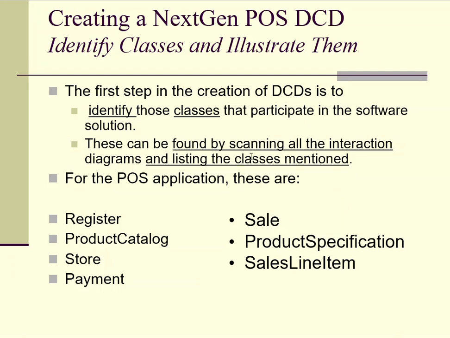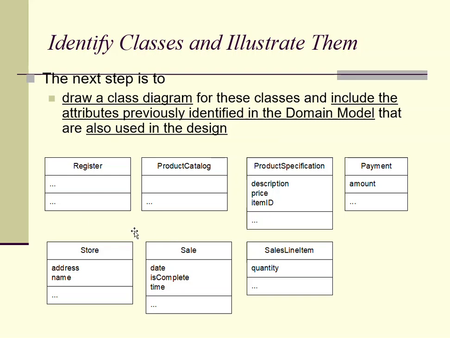If we collect all the diagrams we have seen in chapter 18, we can see there is register, product catalog, product store, payment, sale, product specification, and sale line item. Each of these, when we use them as objects, must now be created as classes. How to create the class? We have it like this. So the class has three parts.